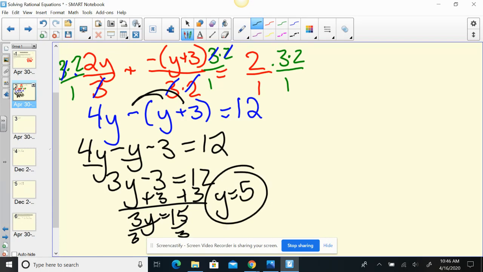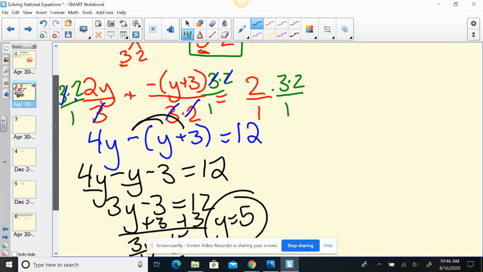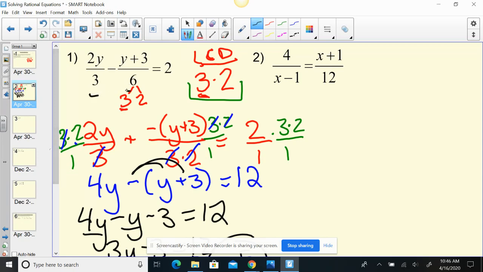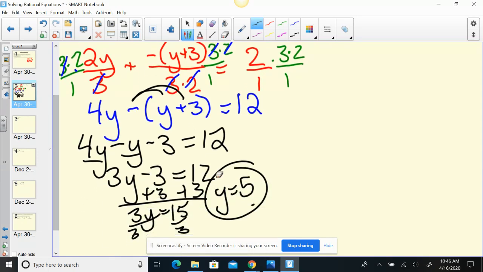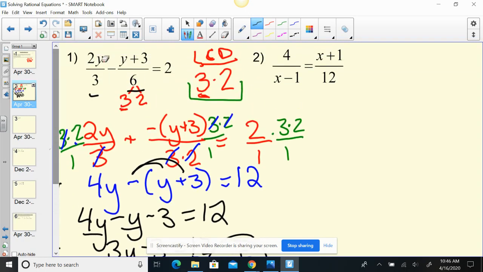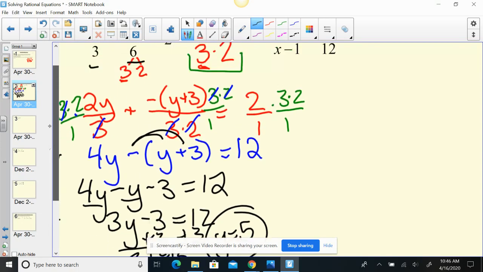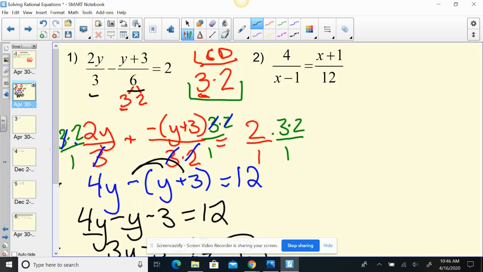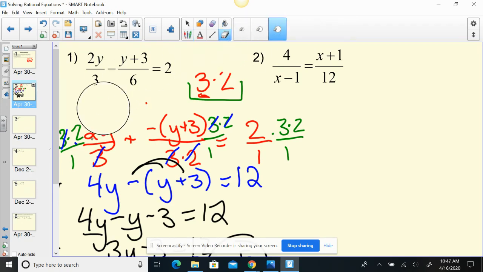So check for your restrictions. This one's kind of easier because there's no variables down here. Like if I put 5 in for y, that's not going to do anything to my denominator because there's no variable down there. So there's no restrictions for this one. So my answer is just 5. All right, if you need to pause to make sure you can write that down, or you can rewind, right?